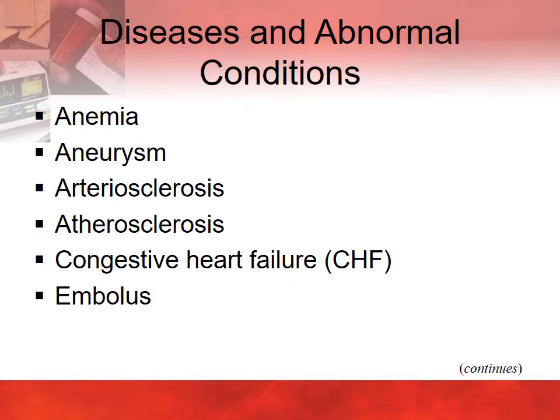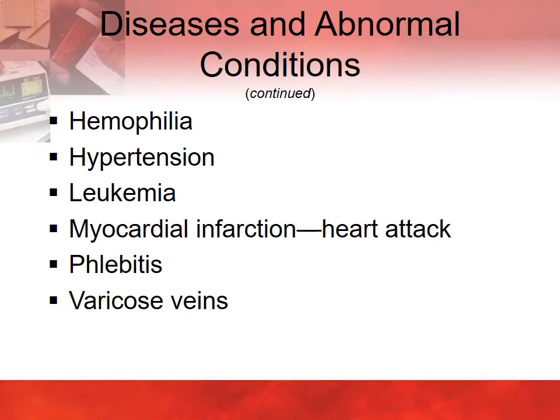Some of the diseases and abnormal conditions that we're going to talk about in regards to the heart would be anemia, aneurysm, arteriosclerosis and atherosclerosis, congestive heart failure, as well as emboli or embolism, hemophilia, hypertension, leukemia, myocardial infarction, phlebitis, and varicose veins.